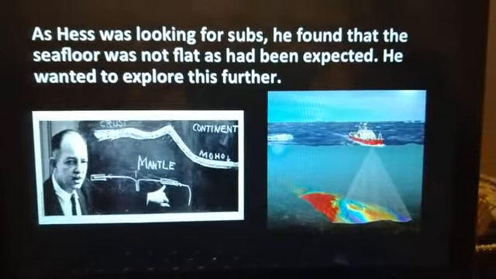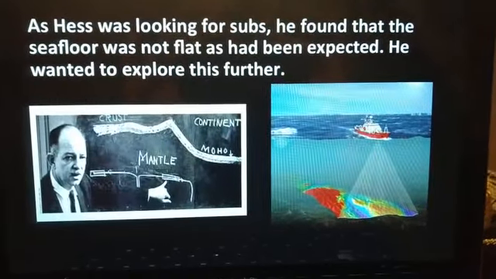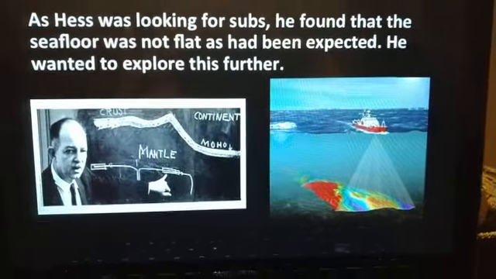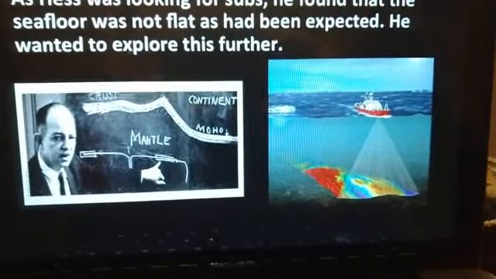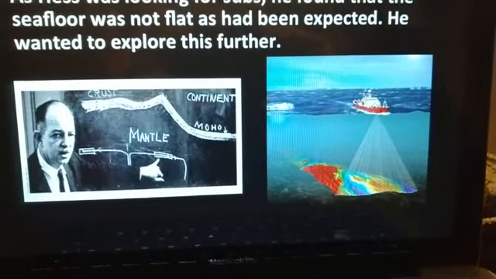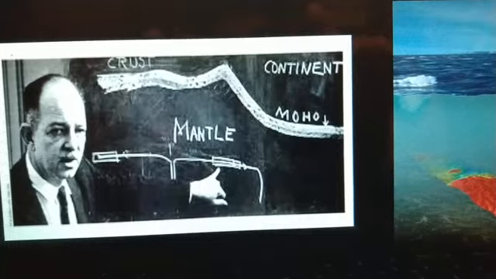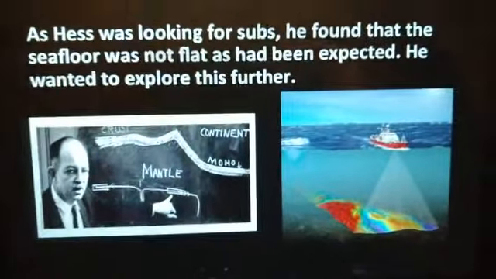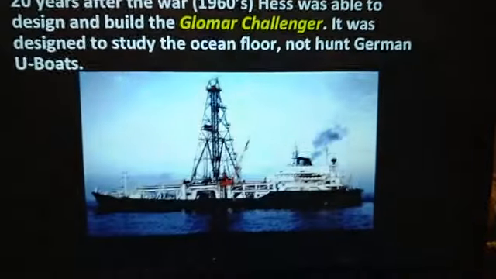Now, when Hess was looking for subs, he found that the seafloor was not flat as he'd expected it to be. And after World War II was over, he was done hunting submarines. He wanted to have a ship go out in the middle of the ocean and see what's going on out there on the bottom of the sea. Because again, at that point, we thought that the ocean floor was just flat. But that's not what he saw when he was hunting German submarines.